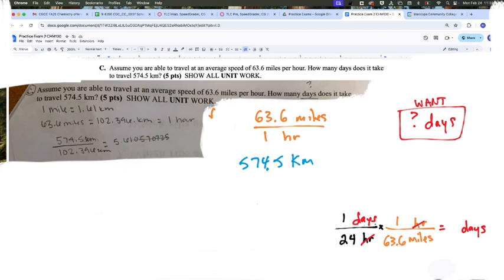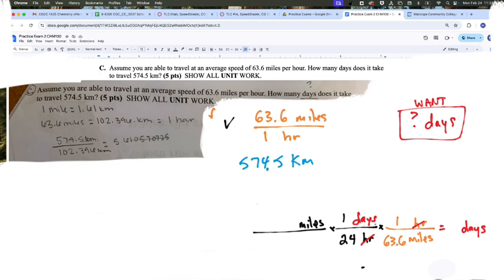The mile unit is still there. I don't want the mile unit. So now what do I want to do? I need to cancel out miles. Okay. Do I know the number of miles? Nope. Now I'm stuck in a weird gray area. What should I do?